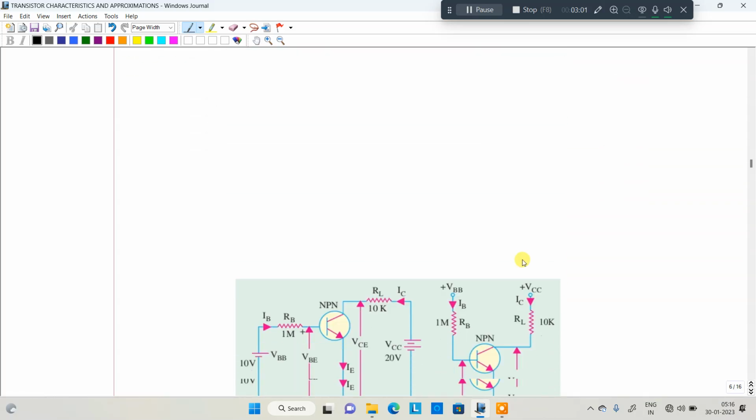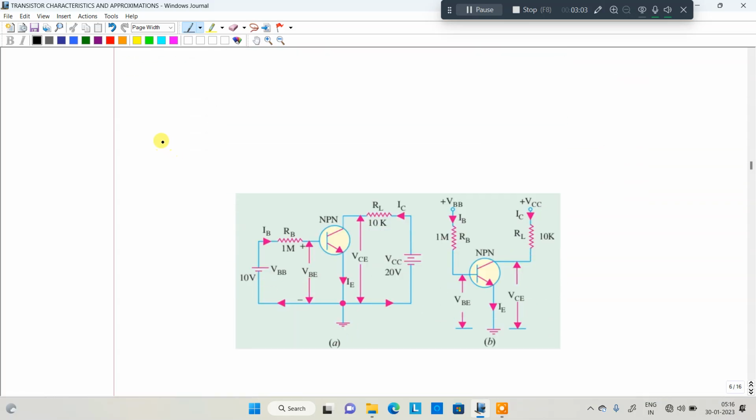In the same way, in the case of common emitter, we are taking an NPN transistor. Here the P is represented as positive. Which terminals are positive? See here: the collector is more positive and the base is positive with respect to the emitter. The emitter terminal is negative. That is about the polarity.